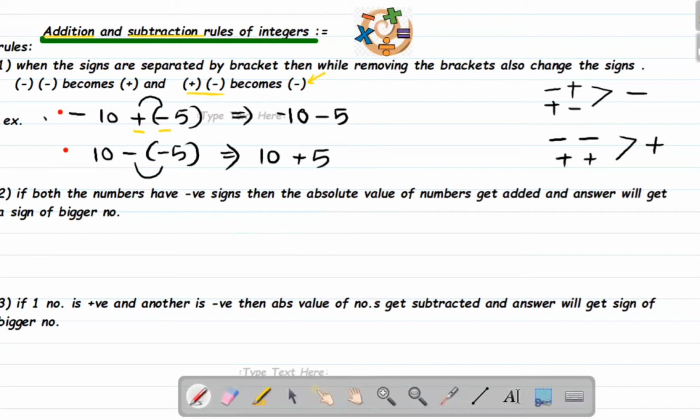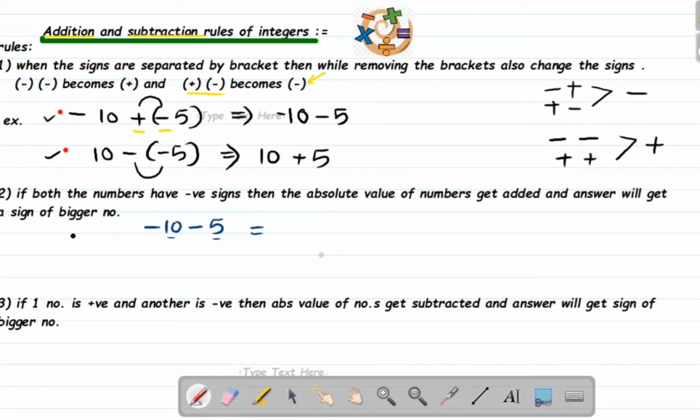Now let's just solve these two examples. If both the numbers have a negative sign, we have seen how to open the bracket. Now, after opening the bracket, how to solve the particular question? Let's take the first question, that is minus 10 minus 5. Here both my numbers are negative.